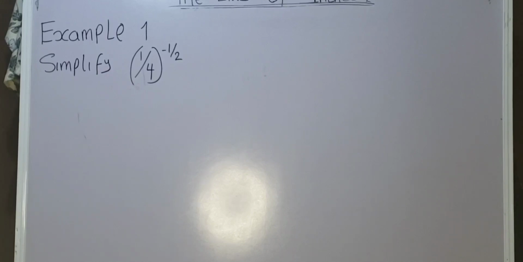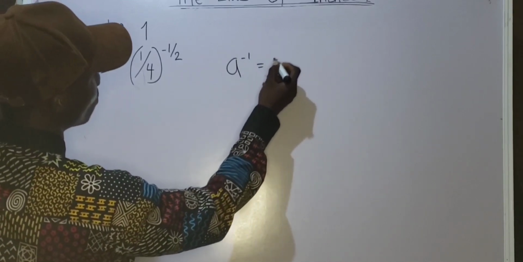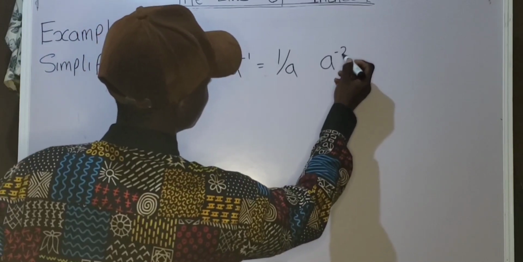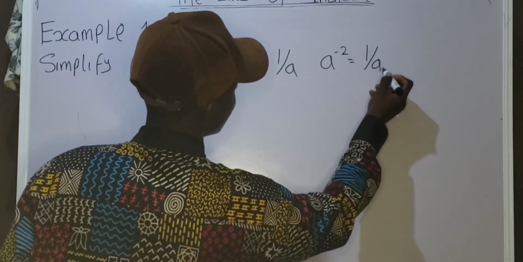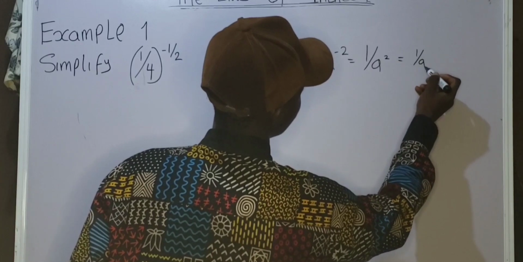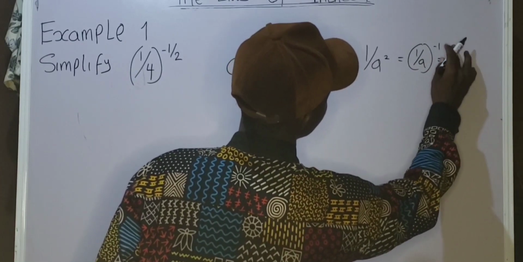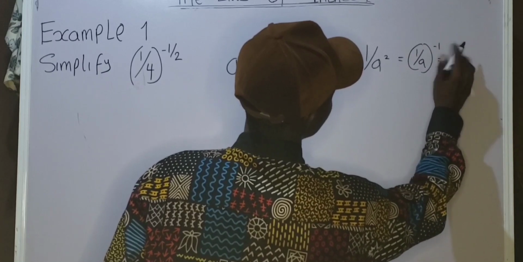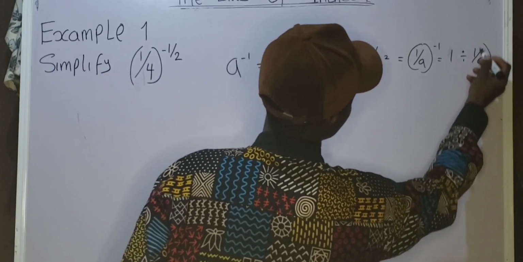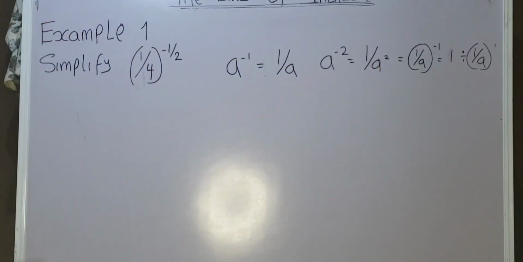You understand? That is, if we have something like a raised to the power of minus 1, that will be what? 1 over a. So if I have a raised to the power of minus 2, this is what? 1 over a raised to the power of 2. If I have 1 over a raised to the power of minus 1, this is what? We are going to take the reciprocal, that is 1 divided by 1 over a raised to the power of 1. Do you understand? We are going to employ the same rule in this place.